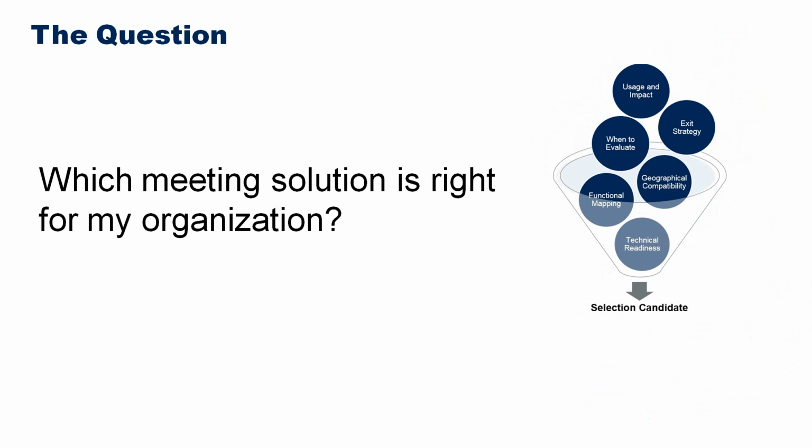Now the next question is, which meeting solution is right for the organization? In our previous slide we saw there are a lot of meeting solutions. Now you need to decide what is the solution that is right for the current organization. Probably I should evaluate when I should look at implementing this facility. So now, when to evaluate? There is a lot of selection criteria which is given on the funnel. First is the technical readiness, and we need to look at the functional mapping where there are different roles for the organization and what kind of collaboration channel they should be using, and the geographical compatibility.